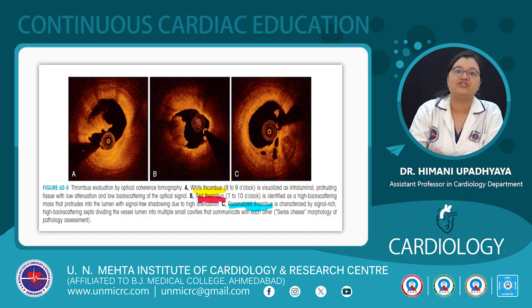We can also differentiate between white thrombus and red thrombus by OCT. In image A, there is intraluminal protruding tissue with low attenuation and low backscattering of the optical signal, that is suggestive of white thrombus. Red thrombus is seen in image B. It is identified as a high backscattering mass that protrudes into the lumen with signal-free shadowing due to high attenuation. And in image C we can see a recanalized thrombus.